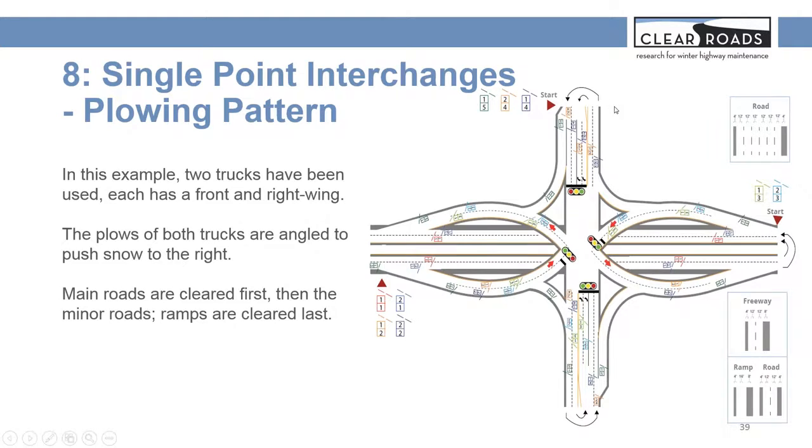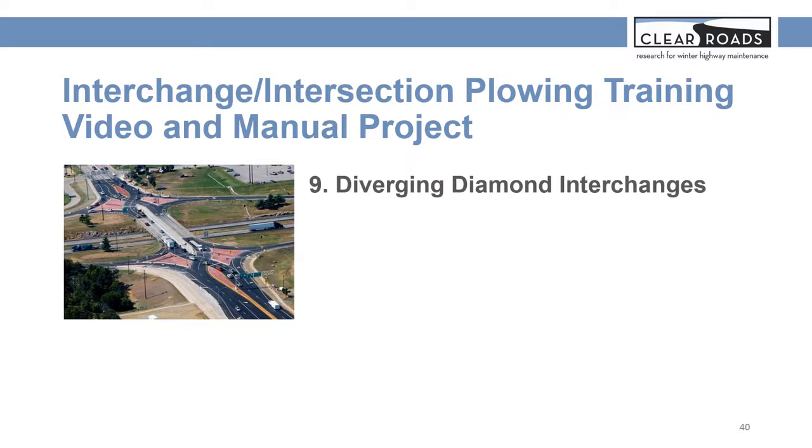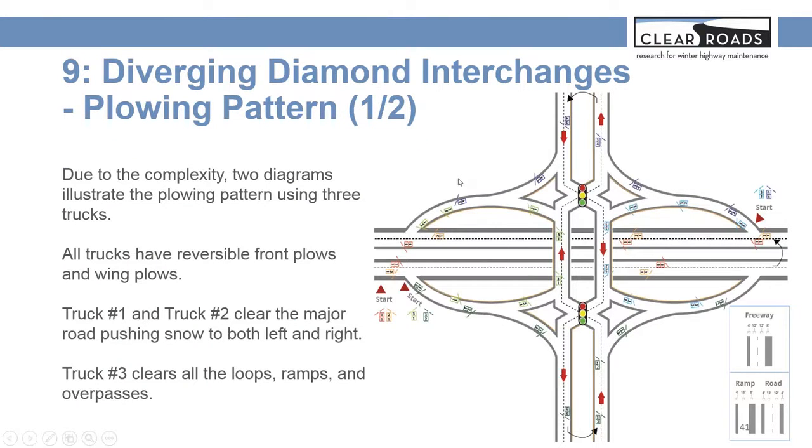This is number 8. Number 9, divergent diamond interchanges. I would say this will be the most complicated configuration. So we use like 2 diagrams to show the clearing pattern. We have 3 tracks for this best practice example. Track 1 and 2 clear the major roads, pushing snow both to left and right, and track number 3 clears all the loops, ramps, and overpasses.